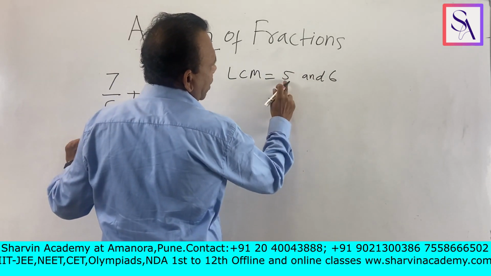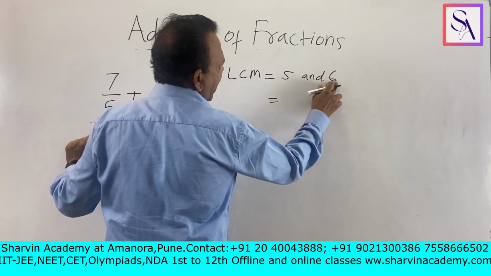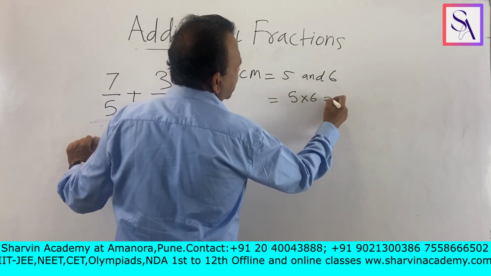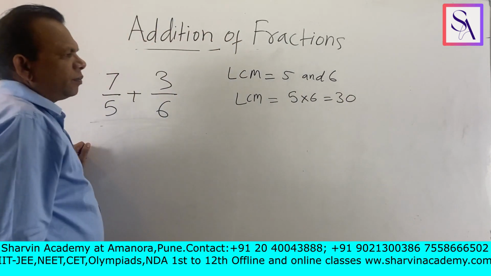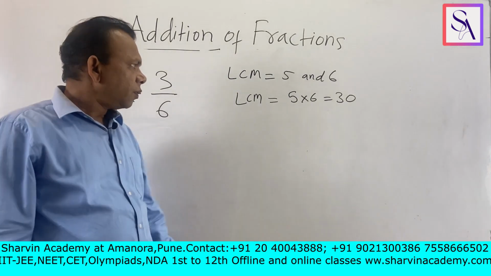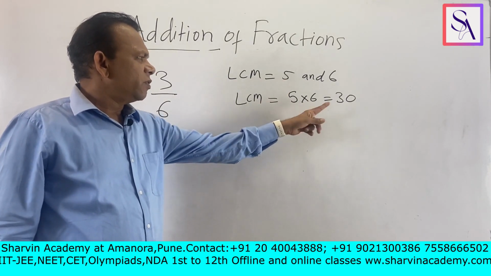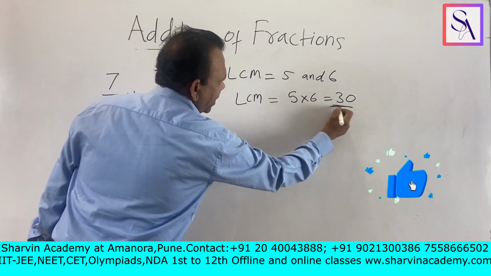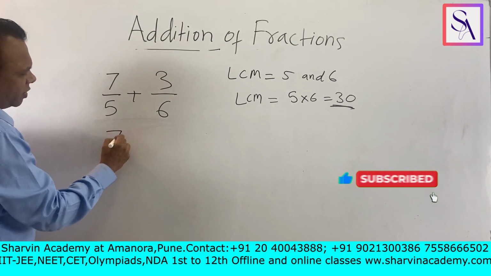So this 5 and 6, 5 is a prime number, so directly I can multiply 5 by 6. So 5 into 6, that is 30. So LCM is 30, right? If one of the numbers is prime, you can directly multiply these two. 5 into 6, 30. So now we got LCM 30 and we need to make this denominator 30. So how to make this denominator 30?